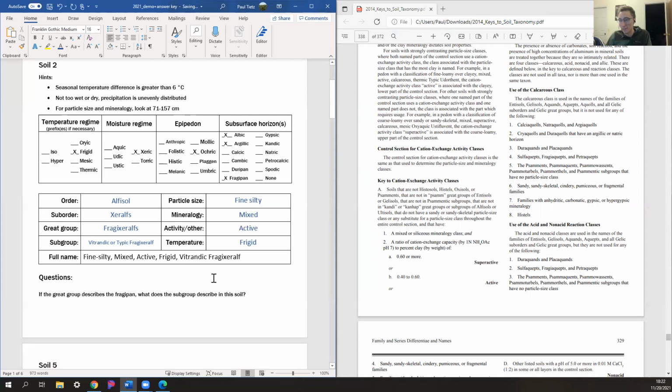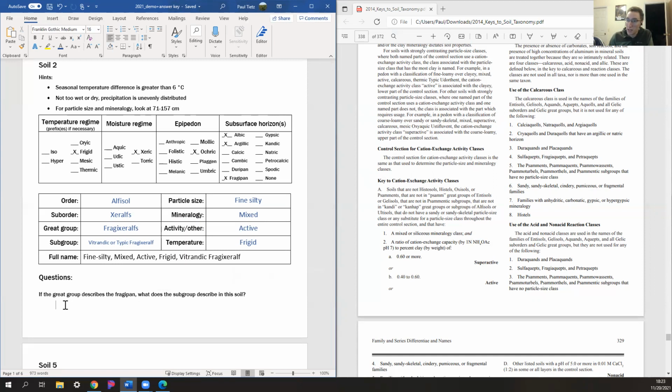I just like including the volcanic glass content in there. Because if you told me it was typic Fragixeralf, the volcanic ash influence is nowhere in the name then, and I don't really like that. It's there and it deserves to be represented, I think, even though it doesn't meet the exact letter of the requirements. But typic also works because that is technically what it keys out as. Okay, if the great group describes the fragipan, this is our follow-up question, what does the subgroup describe in the soil? So in my case, it does describe the volcanic glass content. In your case, if you chose to go typic, it would mean there's nothing else to really say about it. We've already covered the fragipan.